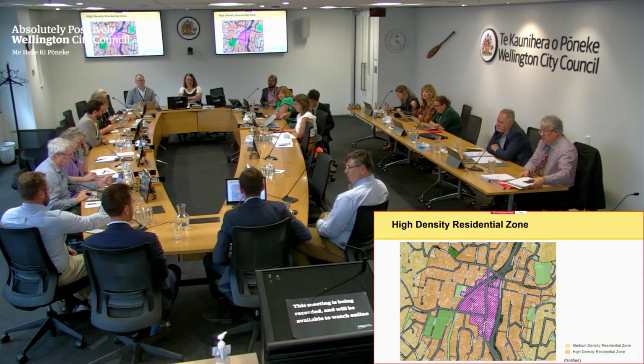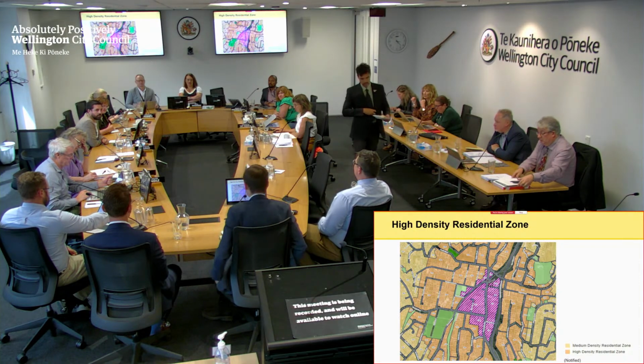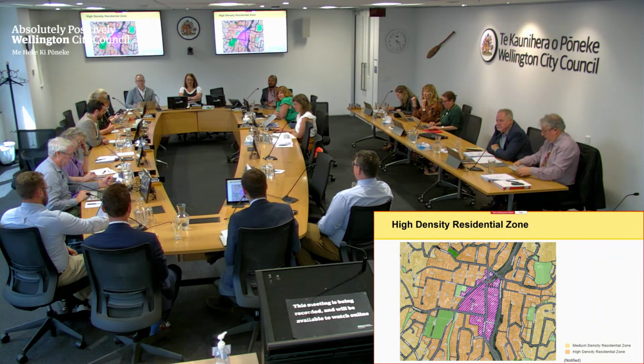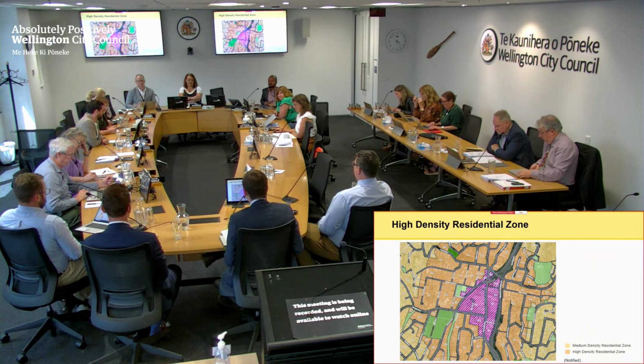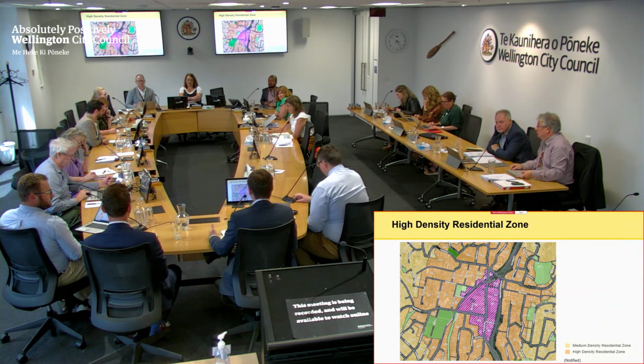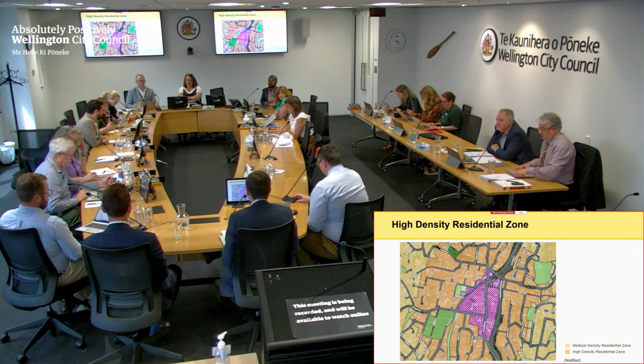So the provisions of the high density zone as they relate to Johnsonville and Kilbirnie are the same. The spatial allocation, or where they apply, is shown on the maps, and we can take you through that in the map viewer and show you where it would apply. It falls within that walkable catchment that was presented to you last week.